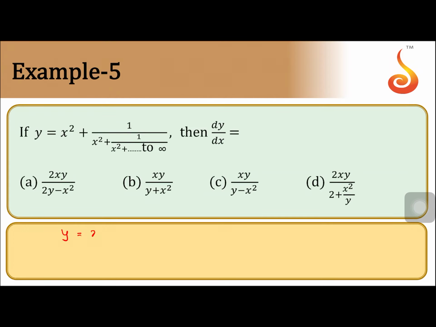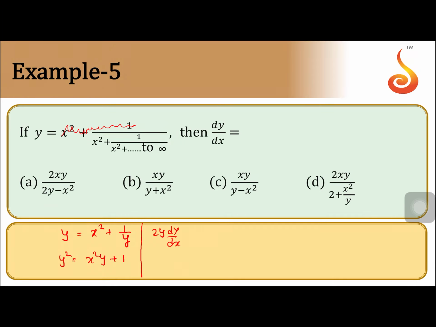In this case, this can be written as y equal to x square plus 1 by y. See, if I delete this, same it is y. So this can be written as y square equal to x square y plus 1. Now we differentiate both sides.